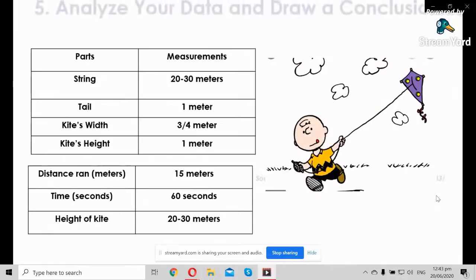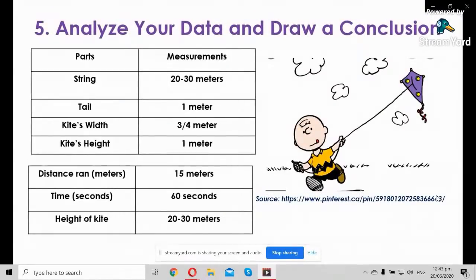Now, let's continue on analyzing our data and drawing a conclusion. Do you see this table? Great, very good. Now, this table are what you call your data and your conclusion. How do we know if this is a data or a conclusion? Of course, a data can be a graph, table, or chart. It depends to what is being measured. By measuring how long, how far, how fast, that is your data. Your conclusion refers to the final answer, if it is successful or not.